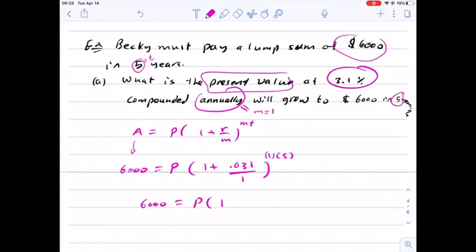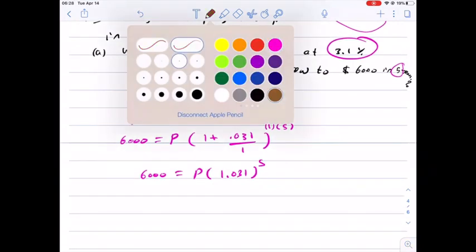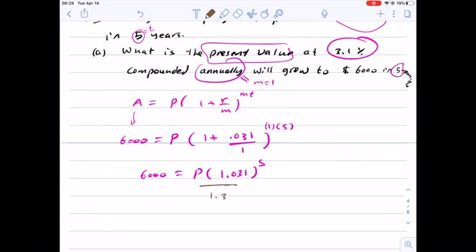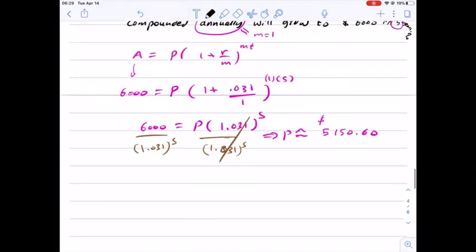So let's simplify first. This is P times 1.031 raised to power 5, and then to solve for P, we divide both sides by 1.031 to power 5. So P is equal to, using calculator, 5,150.60 dollars.